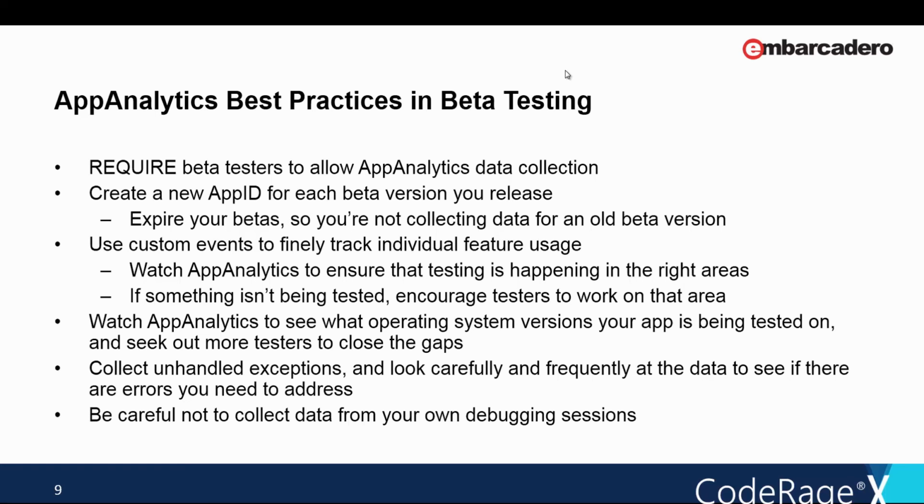At this point, during the beta testing phase, we suggest that you go ahead and use custom events to track small details, like the use of individual features. You'll want to know that every feature, every form, every button in your application has been tested. You'll want to keep an eye out for things that aren't getting tested and ask your testers to concentrate more on those areas, or maybe you want to figure out why certain features aren't being used by your beta testers.